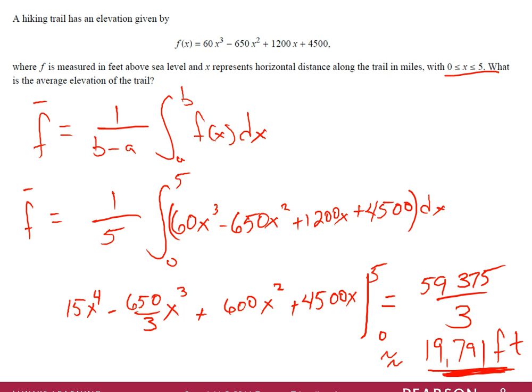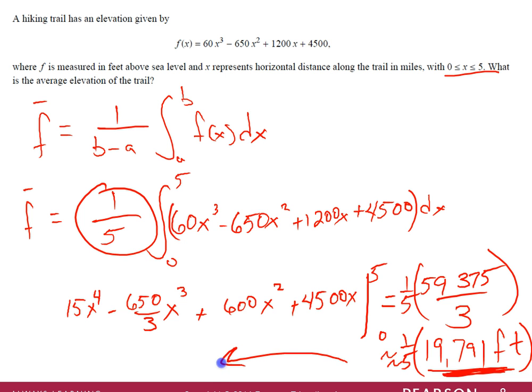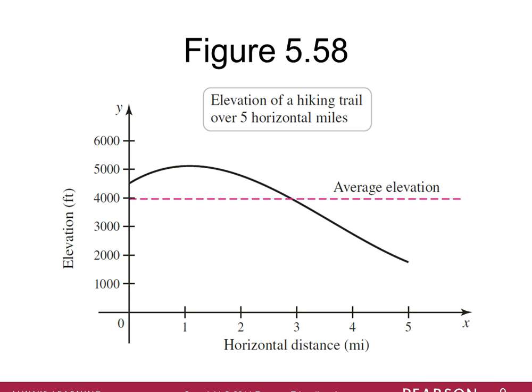Wait a minute, we forgot to use this 1/5 here. So we actually want 1/5 of this whole quantity. That would give us just under 4,000 feet, because it's about 20,000, and a fifth of that would be 4,000. And if we look at the graph, we can see that the average value, if we graph that, is just under 4,000, and this is the elevation of the graph here. That is the average value of the trail from 0 to 5 miles.